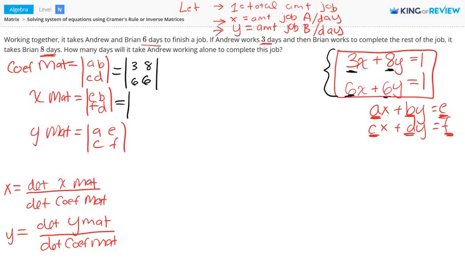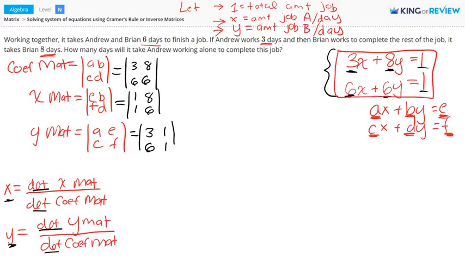What about the X matrix? We start with E and F, and those are the constants, so 1 and 1. And then we have B and D, so 8 and 6. And for Y, we have A and C, and then E and F. So now we've set up our three matrices, but you see over here, to solve for X and Y, we actually need the determinants of these matrices.